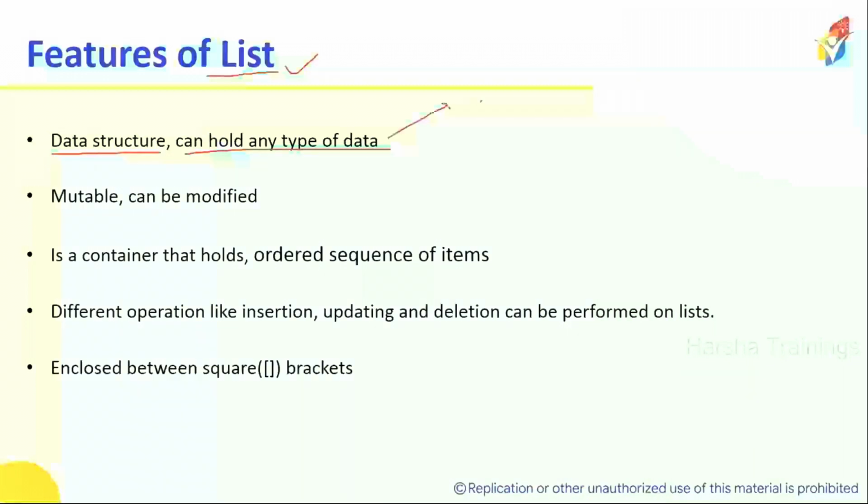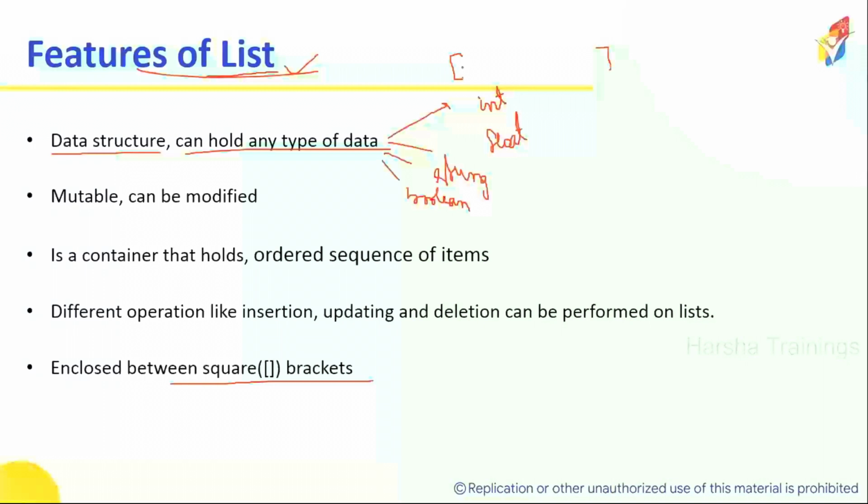That means I can take an integer, I can take a float, I can take a string, and I can take booleans. Boolean means true or false. True or false can be called boolean in Python. Now, a list is a data structure which has to be enclosed in square brackets. Within square brackets, I can hold any kind of data.